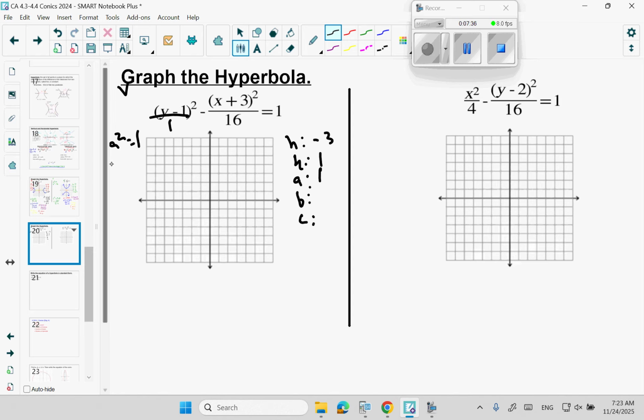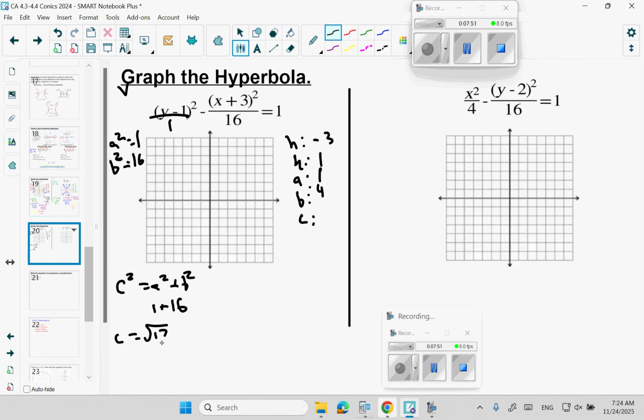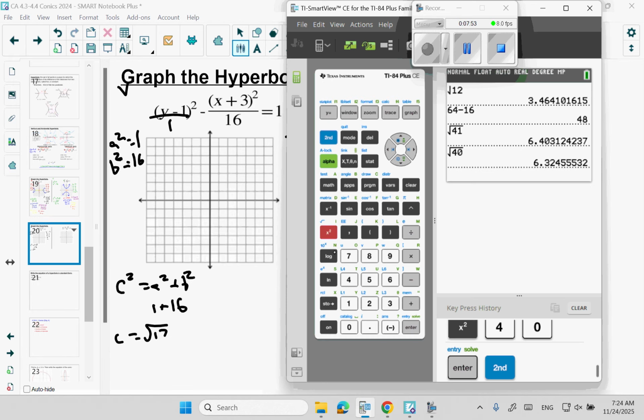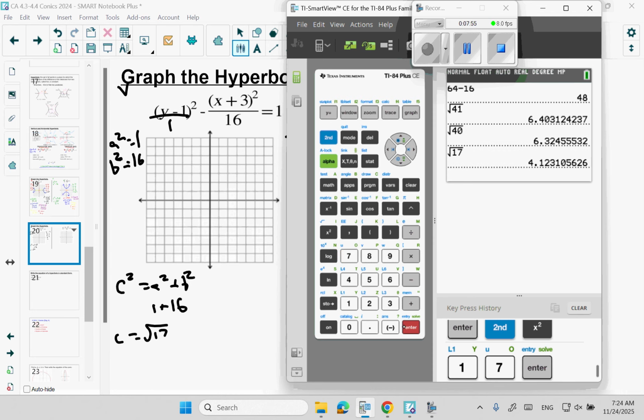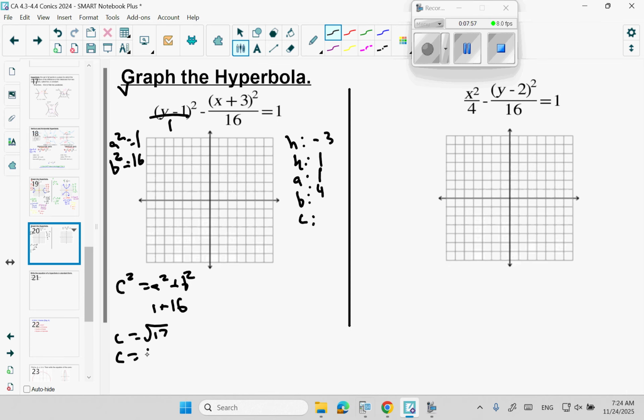B squared has to equal 16, so b equals 4. And c squared equals a squared plus b squared, so 1 plus 16. So c equals the square root of 17, which gives us 4.1. Okay. Because this is vertical, we can do our formulas.